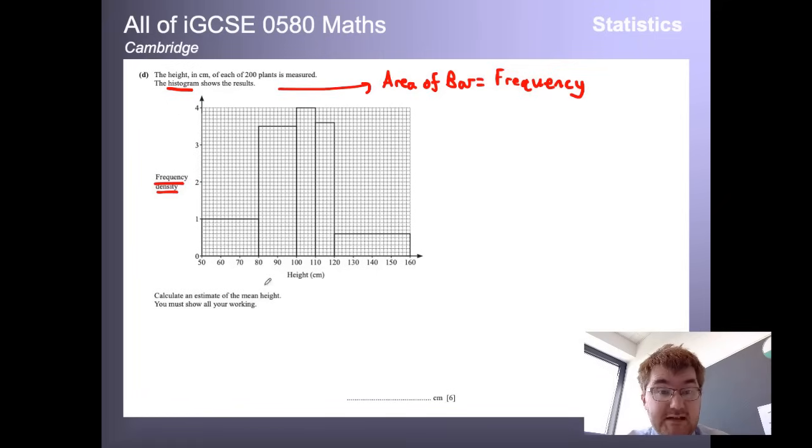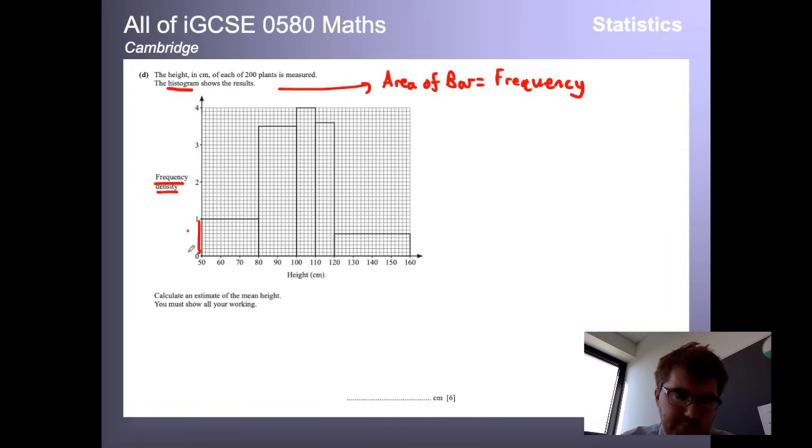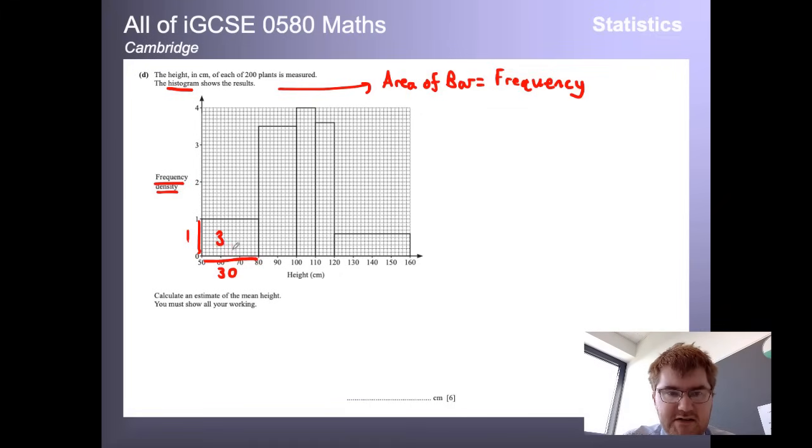So this is a little bit complicated. We've got a lot to work out here. First of all, we need to work out the areas of each of the bars. Well, this is equal to 1 times 30. Notice the height here is 1. The length of this is 30. So 1 times 30 is 30. This one here, we've got a length of 20, a height of 3.5. So what's 20 times 3.5? That's going to be equal to 70.